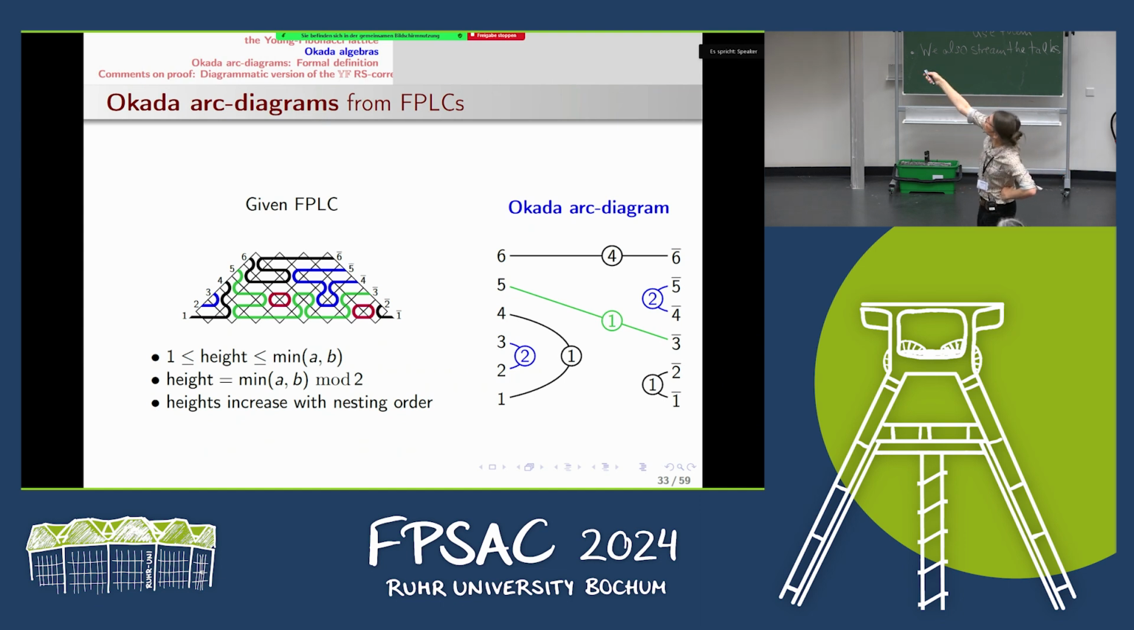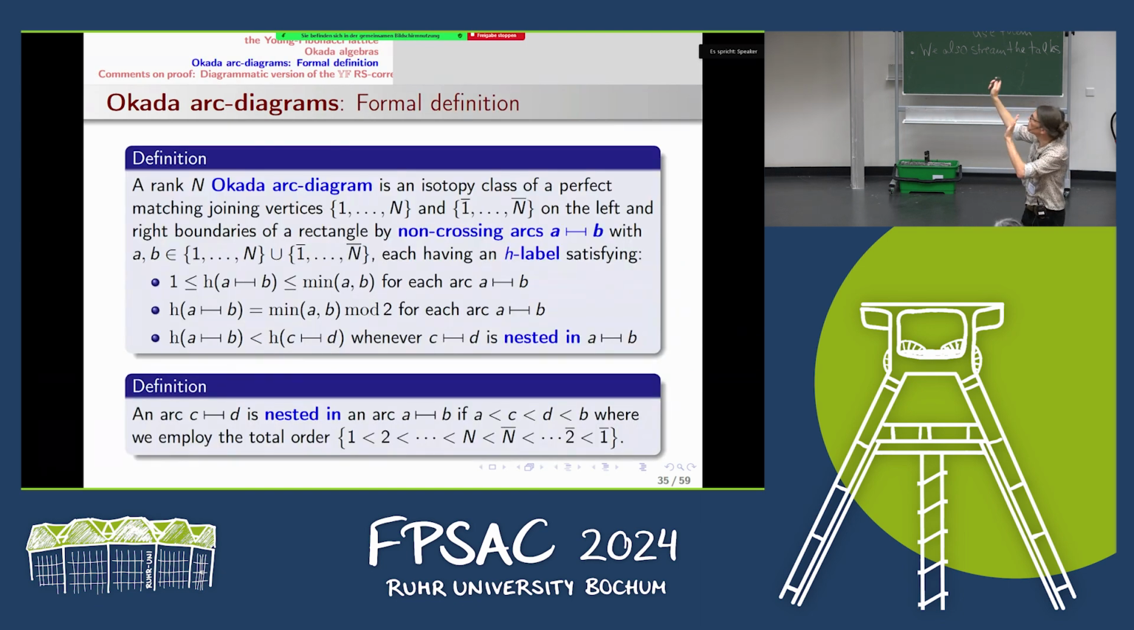From the point of view of the Okada arc diagram, this can be seen in the following way. We can take this diagram and take the rooted forest dual to it, and the prescription is that the height labels should increase as we move away from the roots. The roots in this case are all of the arcs labeled 1. You can see as you move forward on one of these red arrows, you increase. So that's an Okada arc diagram. Here's a formal definition, but I more or less told you this.